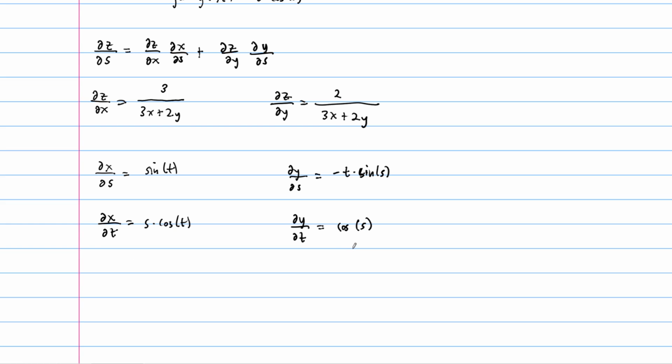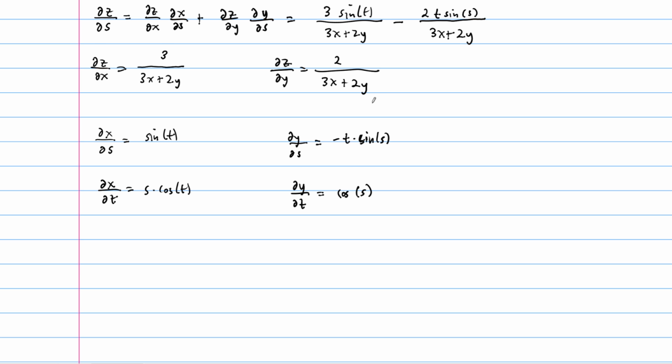All right, and we just put these all together. So for the first one that we wrote down, dz by ds, we need dz by dx times dx by ds. So this one's going to be 3 times sine of t over 3x plus 2y, and then plus, but this gets a negative sign, so I'm going to put the minus here. This will be 2 times t times sine of s. And notice I'm leaving this in the form with the x and the y still in there, and so that's over 3x plus 2y as well. So there's the s partial derivative of z.